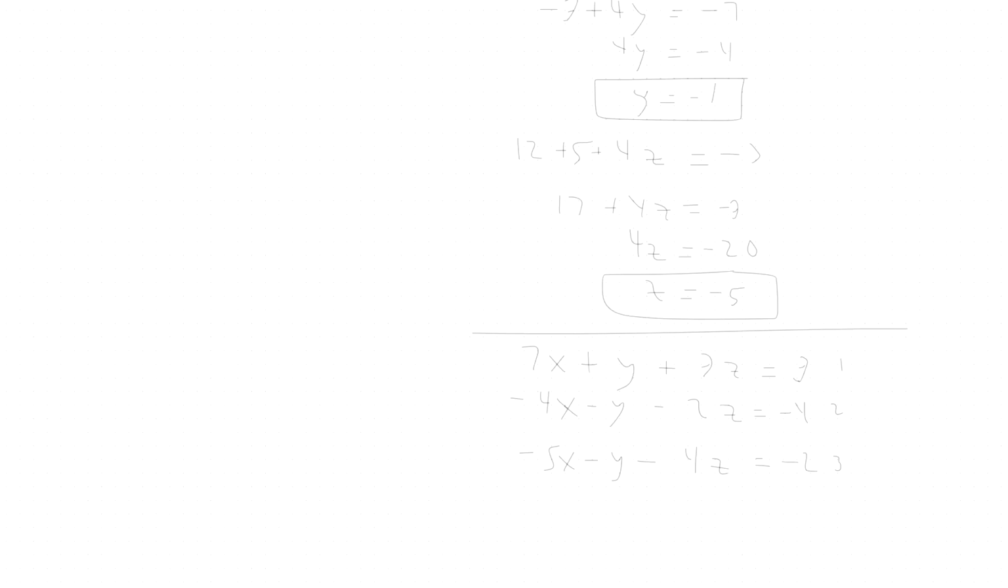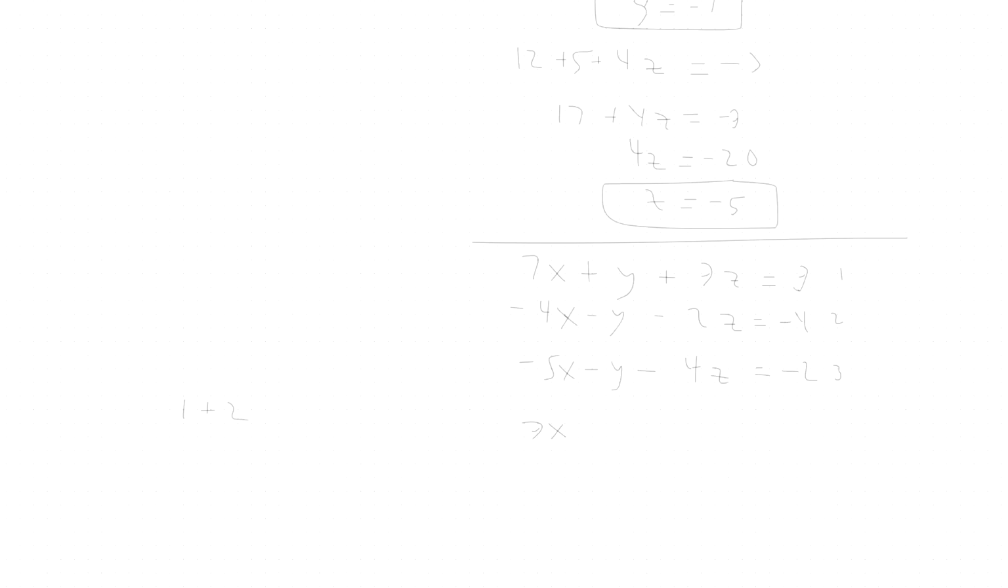All right, take a look at the y coefficients. So what are we going to do now? We're going to add equations 1 and 2. 1 plus 2, what do we get? 7x minus 4x is 3x. The y's will cancel. 3z minus 2z is positive 1z. And then 3 plus negative 4 is negative 1. That's equation 4.